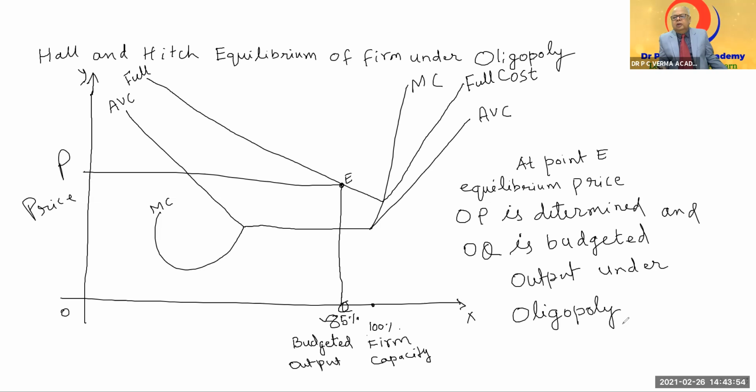You have read equilibrium of the firm under perfect competition? Yes, sir. Monopoly? Yes, sir. Discriminating monopoly? Sir, you have not done. No, sir. Imperfect competition? Yes, sir. Perfect and imperfect both you have done. Yes, sir. Only discriminating monopoly you have not done. Yes, sir.